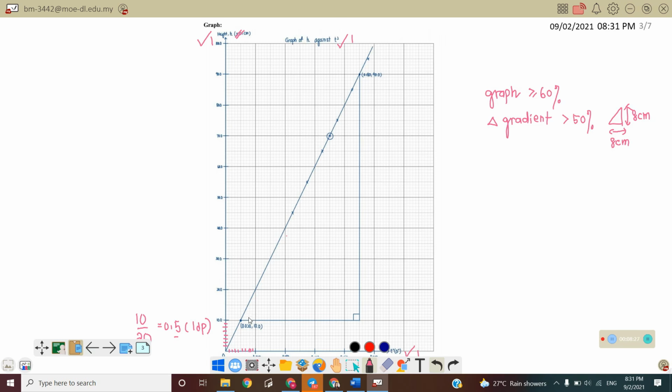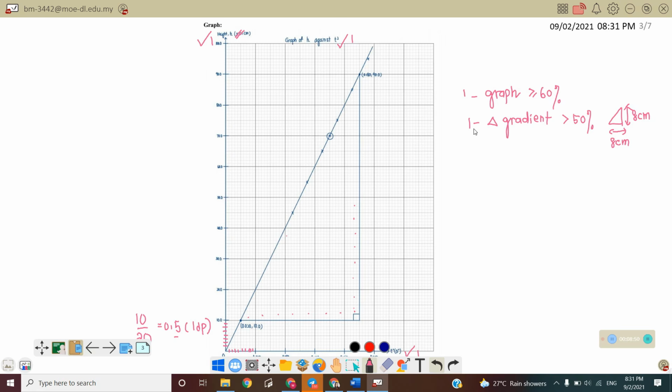So 1, 2, 3, 4, 5, 6, 7, 8. Here also 1, 2, 3, 4, 5, 6, 7, 8. Okay, already over 8 cm or 8 small boxes. So this one you will get 1 mark. This one also you will get 1 mark.